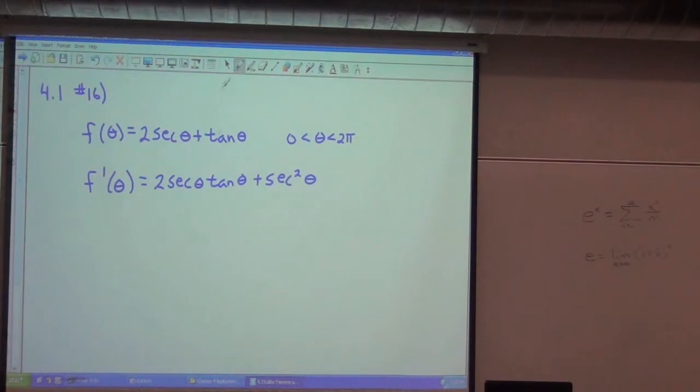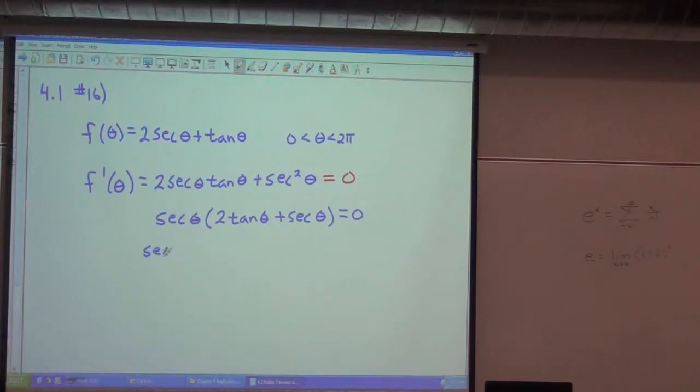Alright, since critical numbers occur where the first derivative is 0 or undefined, I'll set this equal to 0. I can factor a secant out of both terms. If I take that out, I'm left with 2 tangent theta plus secant. I would have liked it if we'd taken out secant squared or something, but we couldn't, so now we split this up.